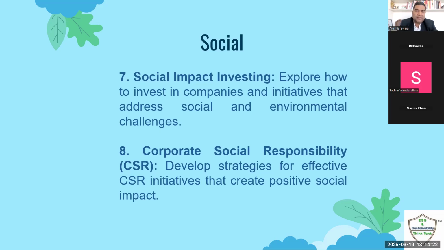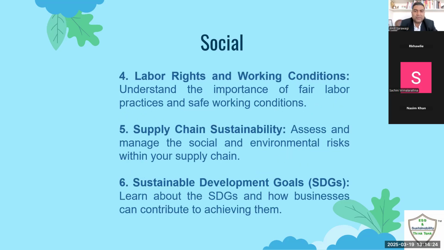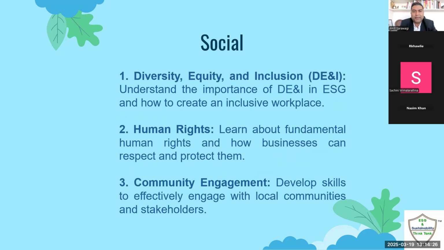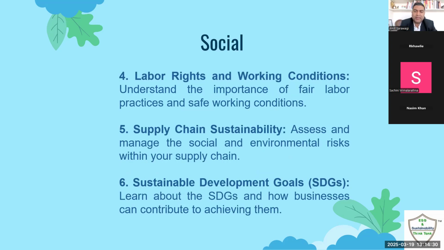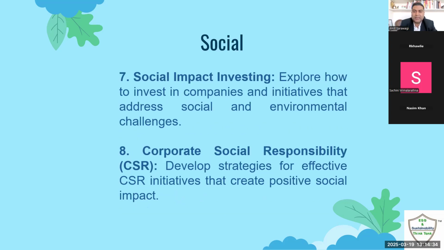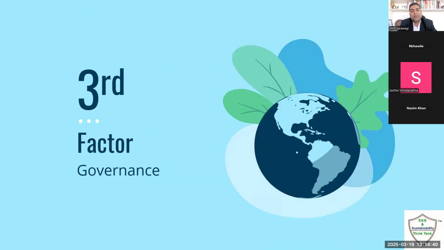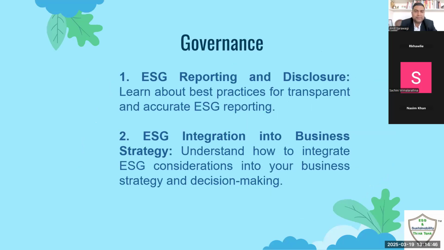So these are some factors covered in the social factor: diversity, equity, and inclusion, human rights, community engagement, labor rights and working conditions, supply chain sustainability, sustainable development goals, social impact investing, and CSR. Now we are moving to the third and important factor within the ESG, which is governance. Governance, also called corporate governance.